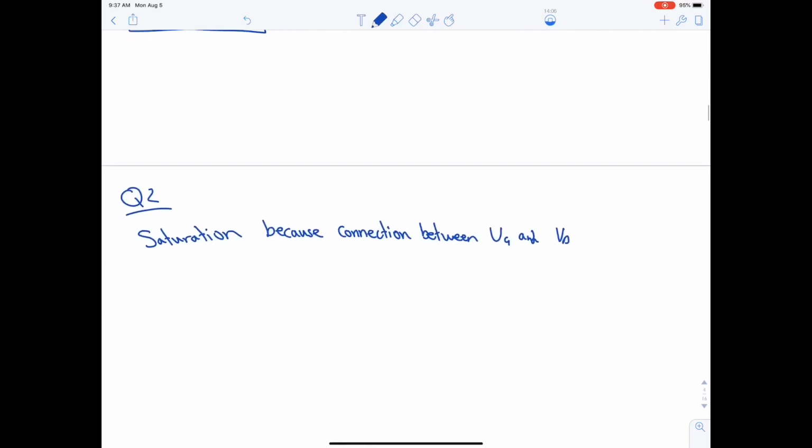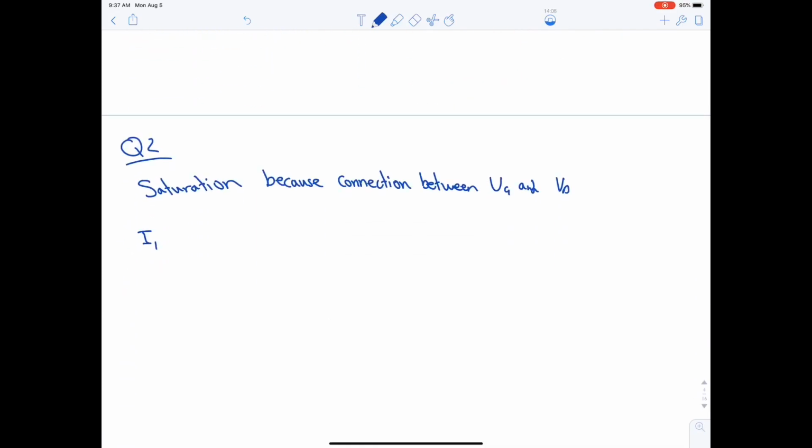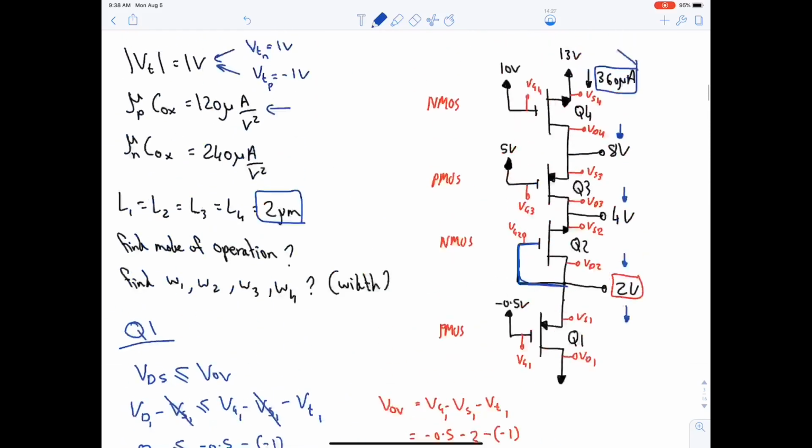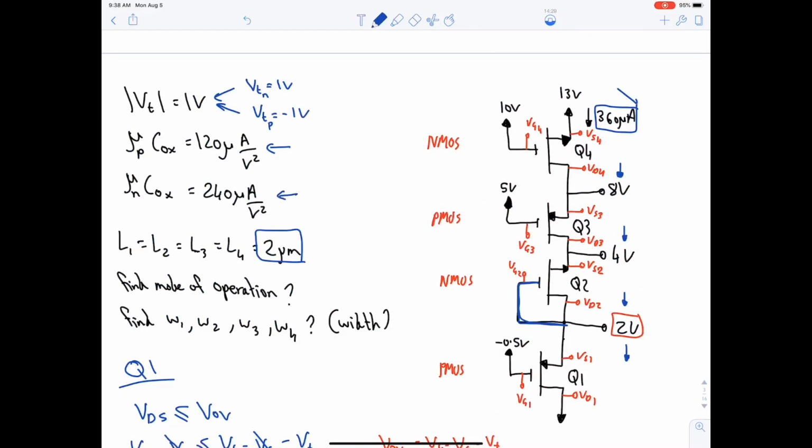Let's find W2, half Kn prime W over L VOV squared. ID is 360 micro. Half Kn prime is 240 micro.